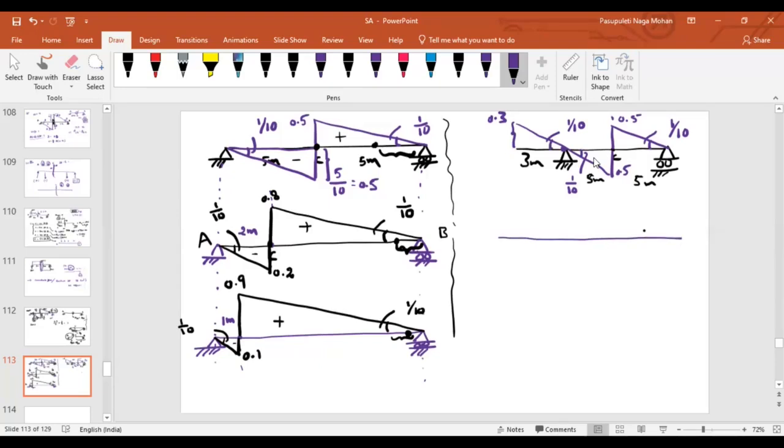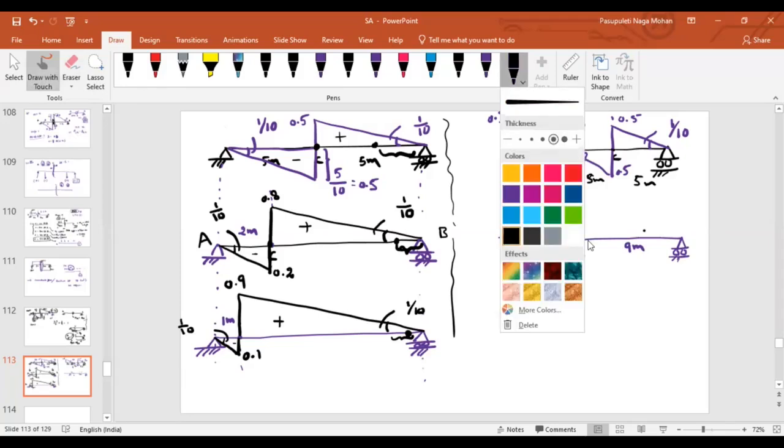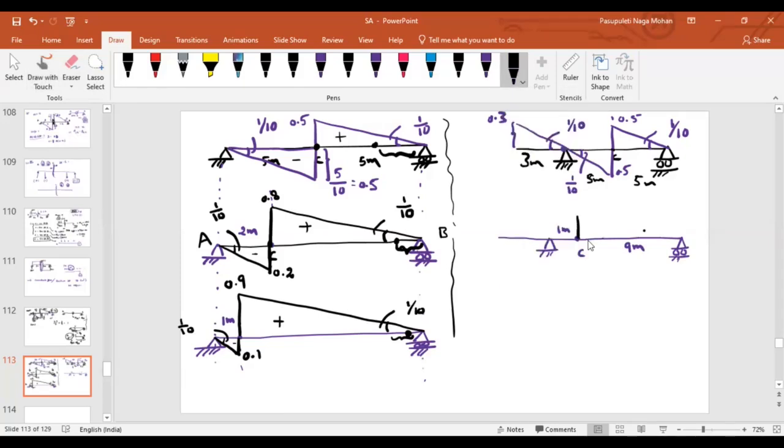Similarly, if I consider a point C that is 1 meter from the support, how will the diagram look? Let us say this is 9 meters in this case. At this point, I will cut. The right side part I will move upward, the left side part I will move downward, and I will join here. This is the case, isn't it?